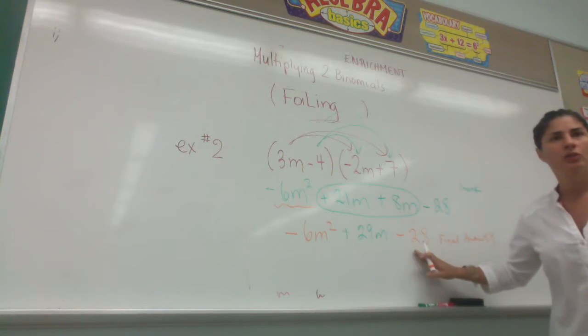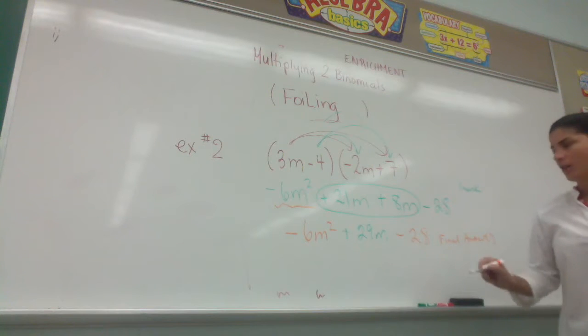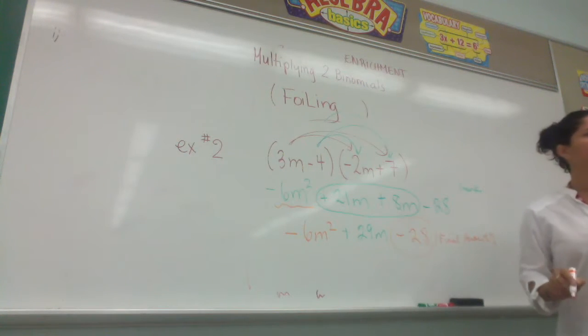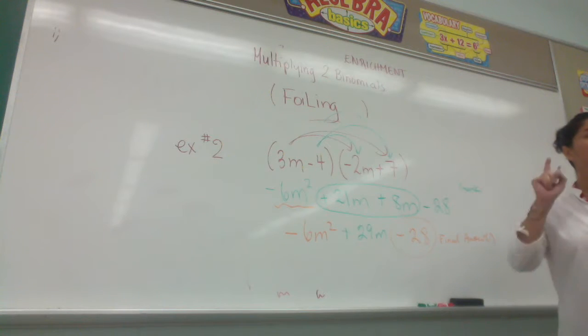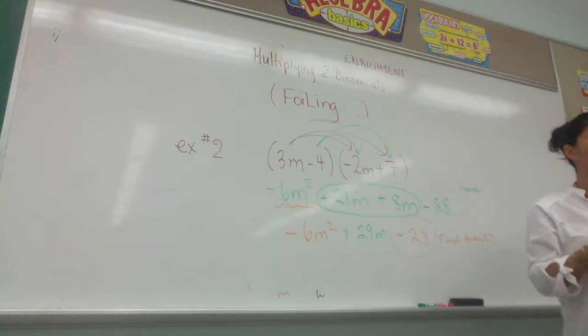Trinomial, coefficient of negative 6 and 29. What's this called? A constant. Very nice. Let's do one more example. Do it on your own, and then I'll correct it.